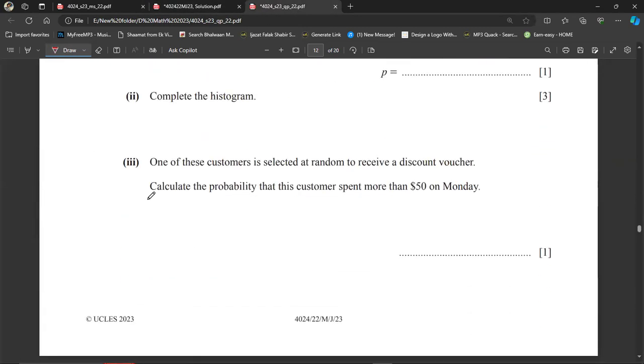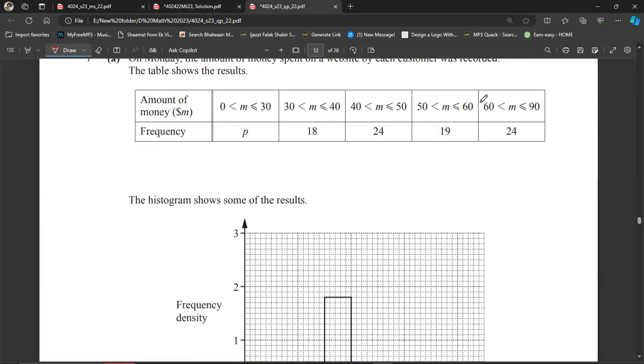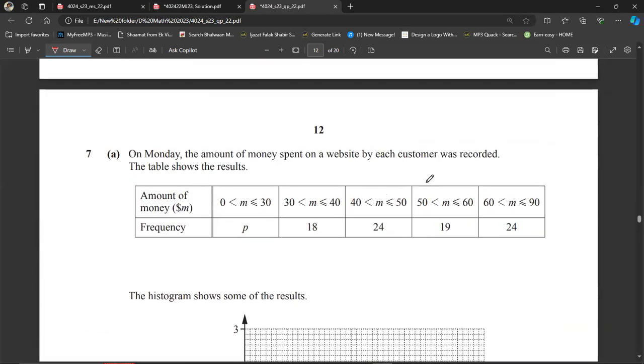Then the question is complete the histogram. If you want to complete the histogram, you will have to find the frequency density of this class, and this class. If you want to find the frequency density of these classes, the formula for the frequency density is frequency divided by the class width.